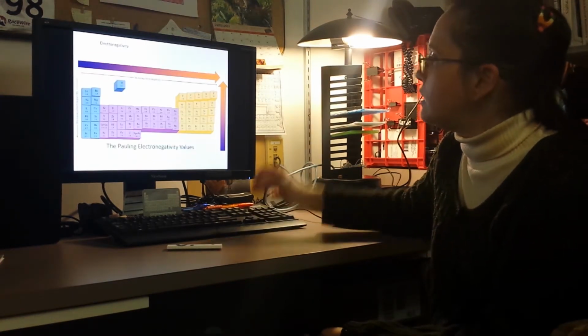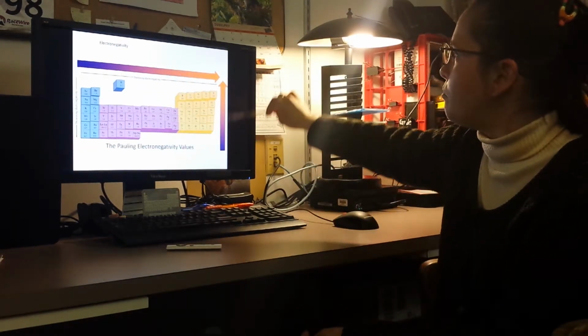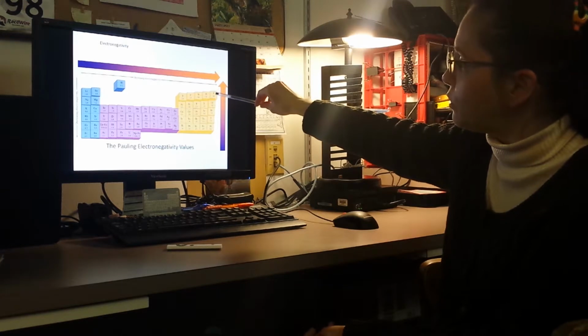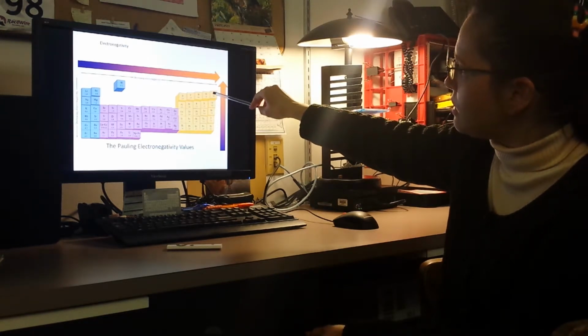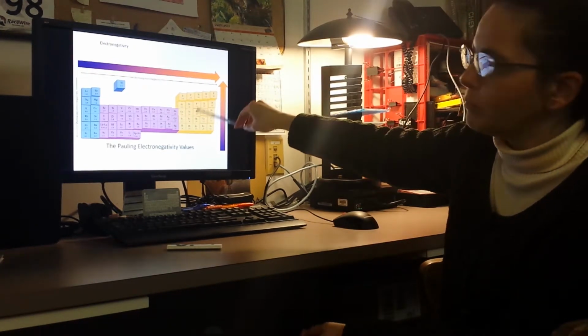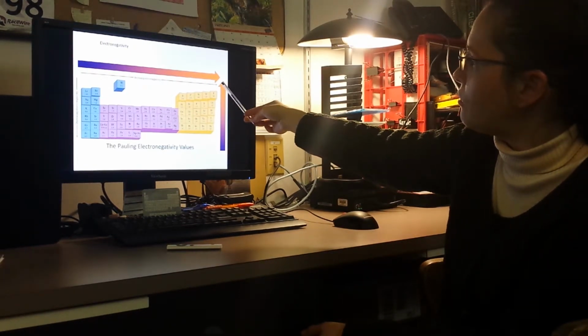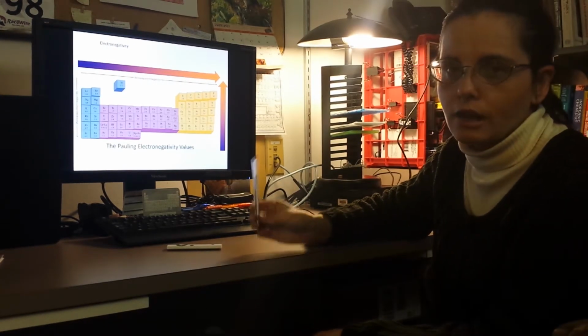So electronegativity is going to increase from left to right and from bottom to top. And once again, fluorine is the most electronegative. These are the Pauling electronegativity values up here, and so they range on the scale from 0 to 4, again with fluorine being set at the highest.